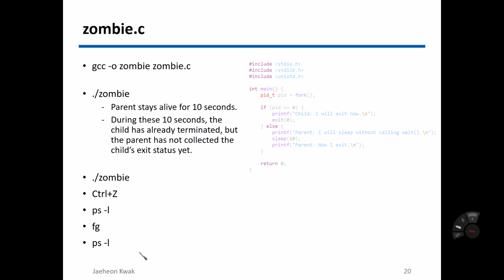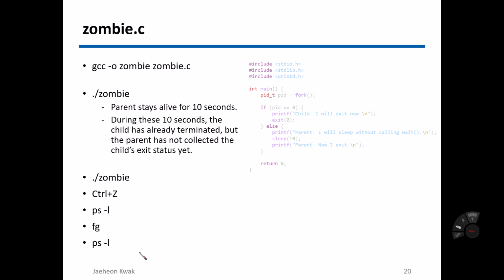Then let's type PS and PS -L after running this orphan. The parent process is already terminated, so we cannot find the parent process when we type PS -L. However, we can see the alive child process, and its PID is 2393, and I guess the PID of the parent process was 2392.